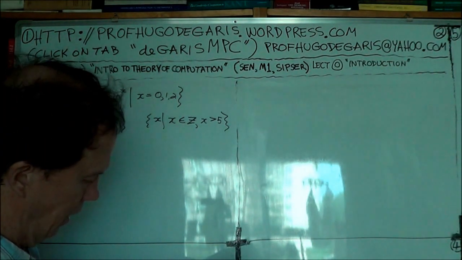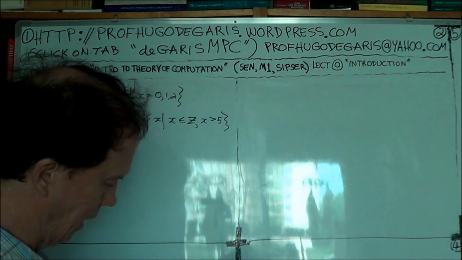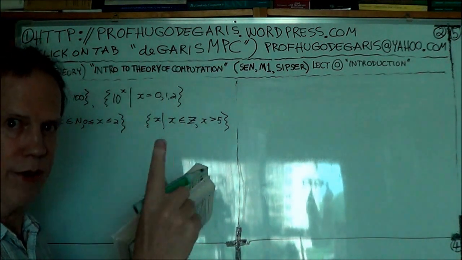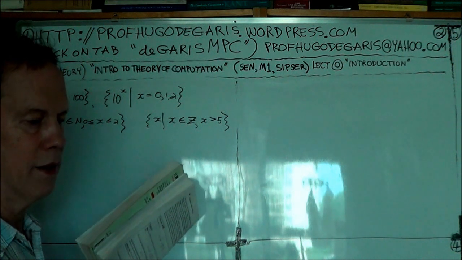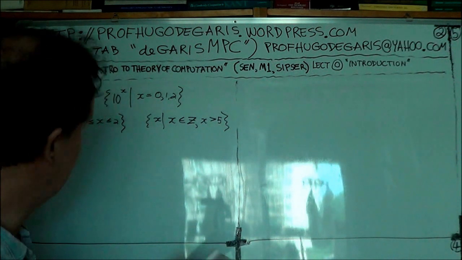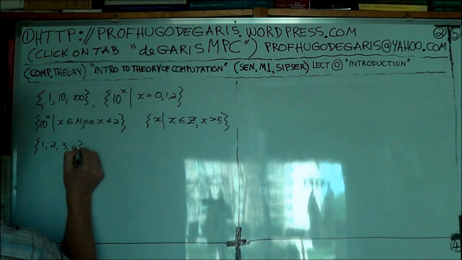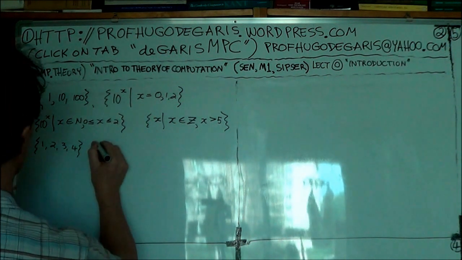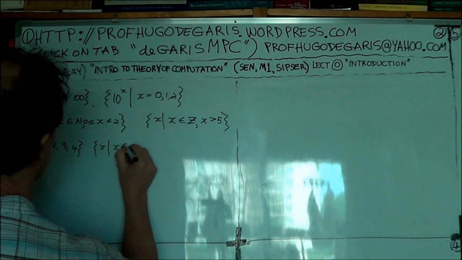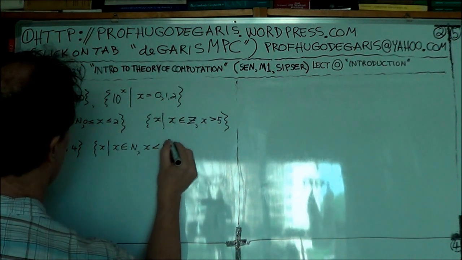Now, the set containing all natural numbers that are less than 5. That's a very small set, natural numbers, right? Starting at 1: 1, 2, 3, 4, 5, and so on. The set containing all natural numbers that are less than 5. One way is just to write them out. That's one way. Another way would be x belongs to the natural numbers, and x is less than 5.